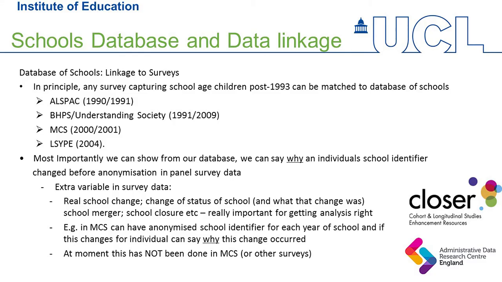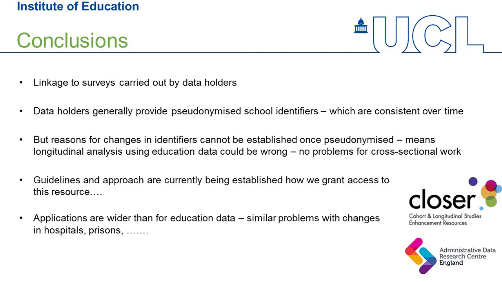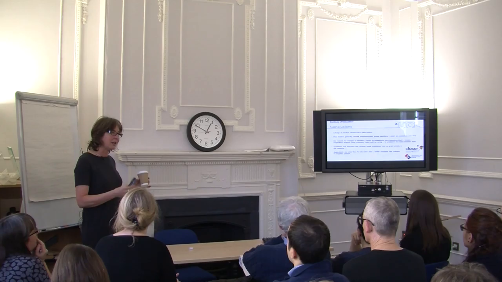But it should mean that anybody doing linkage to any survey data, where there has been a change in the anonymized school code for an individual, will know why that code changed. And anybody using NPD longitudinally can match to this file and understand, without doing all the research themselves, why a person has changed school, whether it's real or not. So we think it's a huge benefit for lots of things. And actually, the school database itself would be very interesting for people who want to look at changes over time in schools, because you can link results, pupils, and so on. So that's where we are, and hopefully it will be useful.